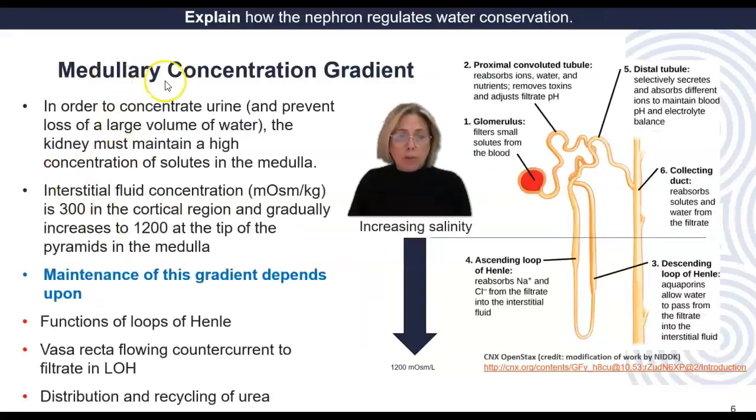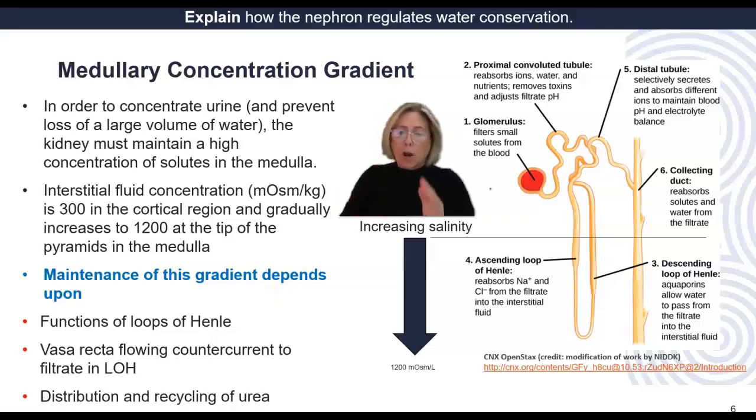So looking a little bit closer at this medullary concentration gradient that does exist. Without it, we wouldn't have the ability to concentrate our urine. In order to concentrate urine and prevent a loss of a large volume of water, the kidney has to maintain this high concentration of solutes in the medulla. Now, as I mentioned on the previous slide, the interstitial fluid concentration is 300 in the cortical regions and the outer region of the kidneys, and then gradually it increases to 1200 at the tip of the pyramids in the medulla.